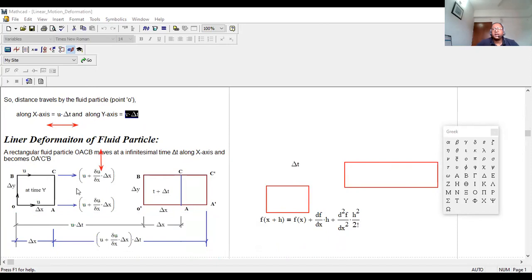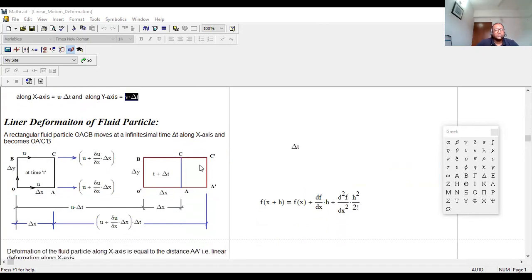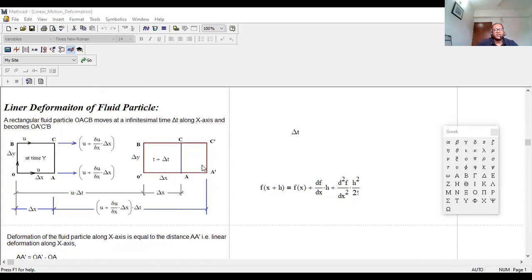So you see right over here, a fluid element at a time t is right over here. Its dimension is OACB. But after a certain time, what is the time difference? Delta t. At t plus delta t, it travels from here to here and becomes OBA'C'. A'C' is the new position of line AC. Because it gets bigger, this much bigger, right?